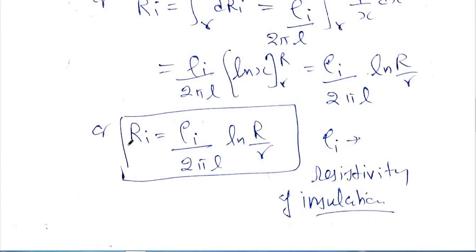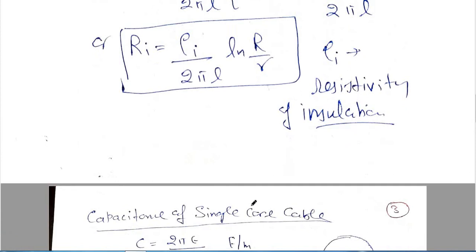If you wish to calculate the insulation resistance per unit length, then you can take L equal to 1. So this is how we can calculate the insulation resistance of the cable.